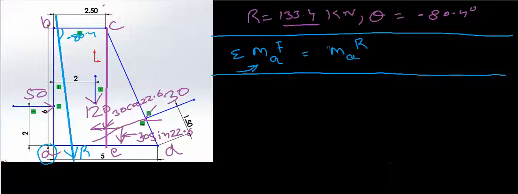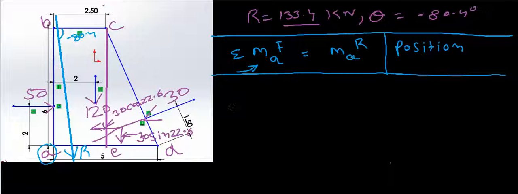Okay, so now let's prove that. What we are interested in is finding the position of my resultant. It could be anywhere in this system making negative 80.4 degrees, but now we are interested in where it is. Okay, so now let's start.